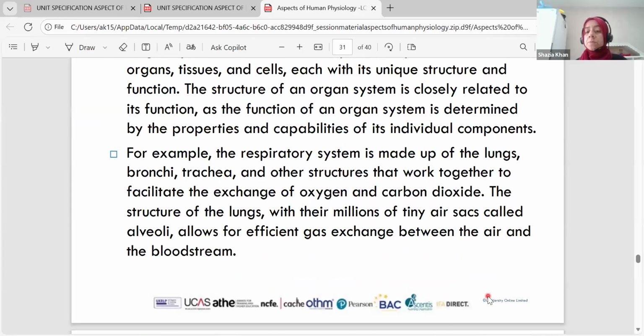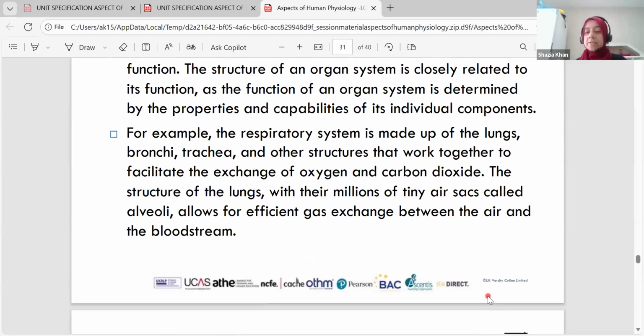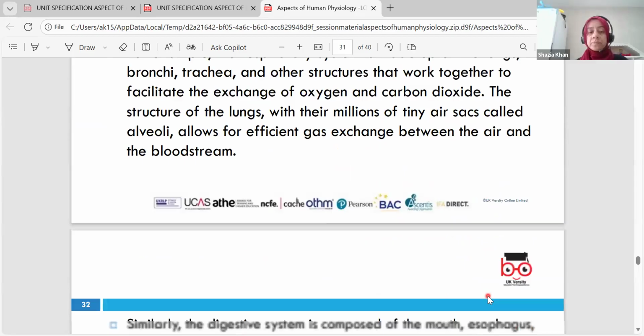For instance, the respiratory system is made up of the lungs, the bronchi, the trachea, and other structures. These all work together for the exchange of oxygen and carbon dioxide. And you have tiny air sacs known as alveoli, which allow efficient gas exchange between the air and the bloodstream.